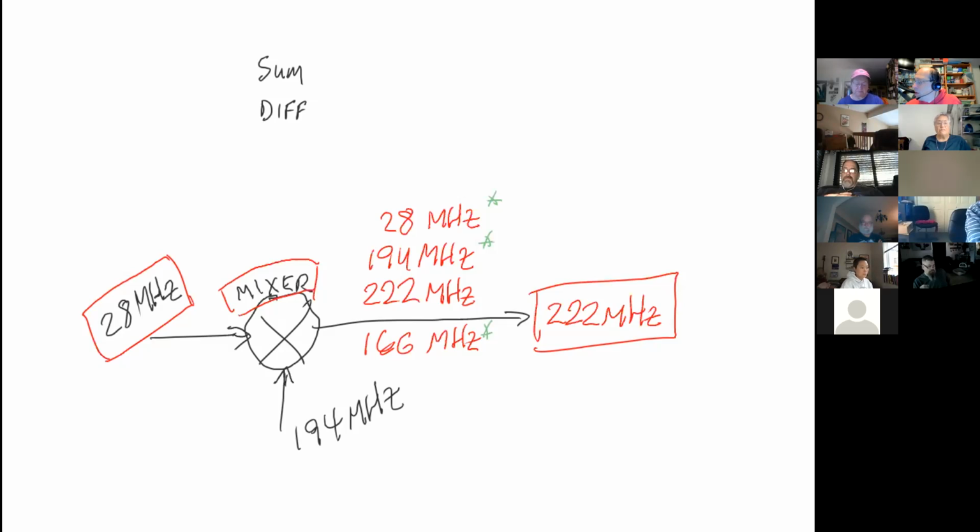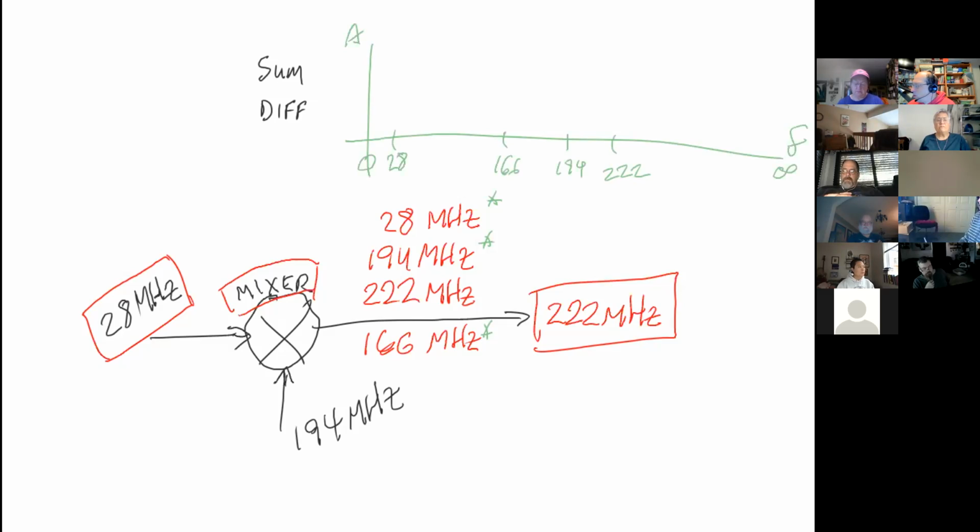So let's put them on our frequency chart from 0 to infinity, amplitude and frequency. We're going to have one at 222 and one at 194 and one at 166 and one at 28. Okay, so what would I make in order to make sure that only the frequency that's here comes out and this one and this one and this one don't? The limiter? Close. Starts with the letter F. Filter. F like Frank? Yep. I would build a filter.